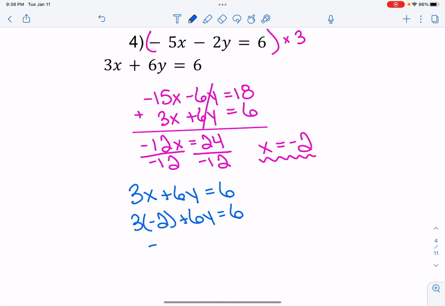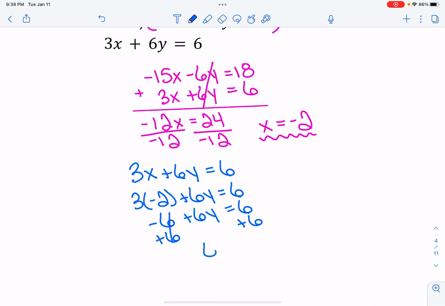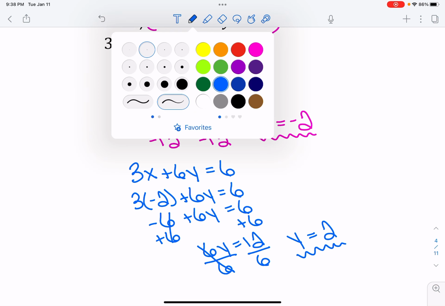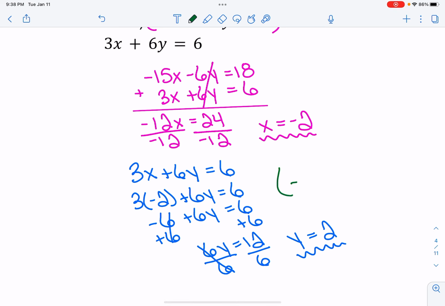So 3 times negative 2 is negative 6. Bring down everything. We add 6 to both sides. So then we have 6y equals 12. And our last step, we divide both sides by 6 to get y equals 2. So then our final answer is negative 2, 2.